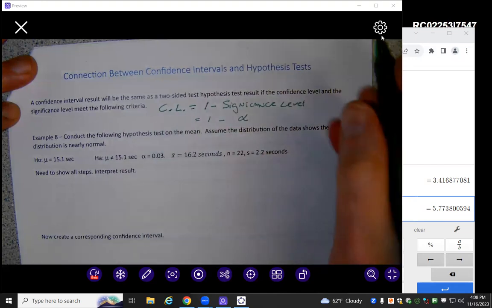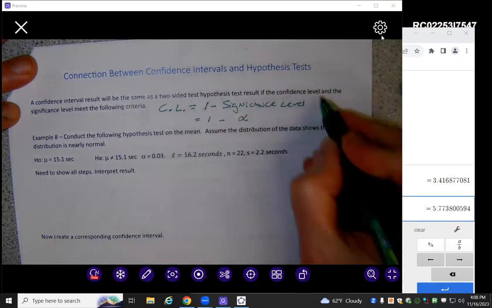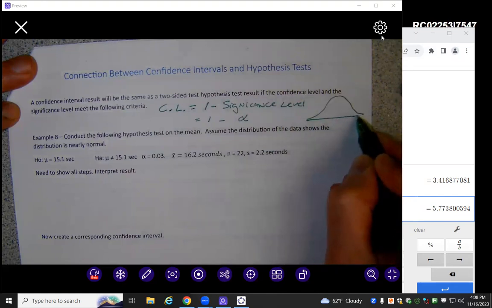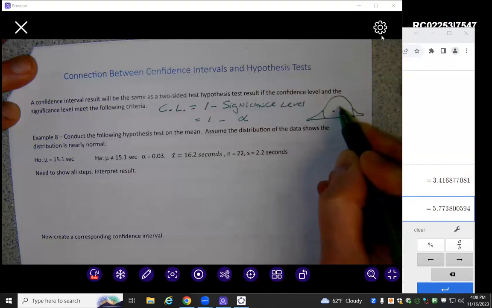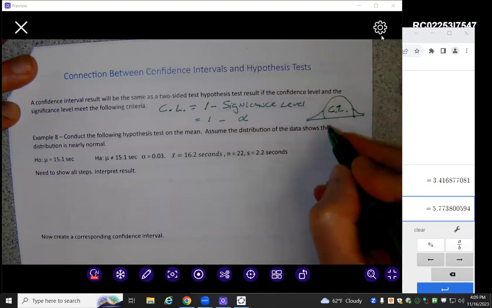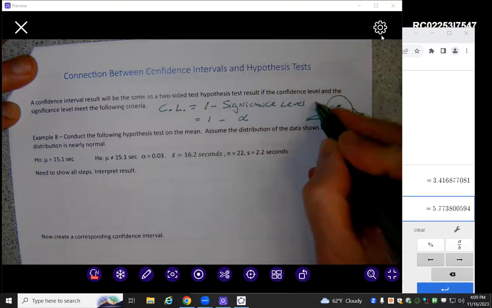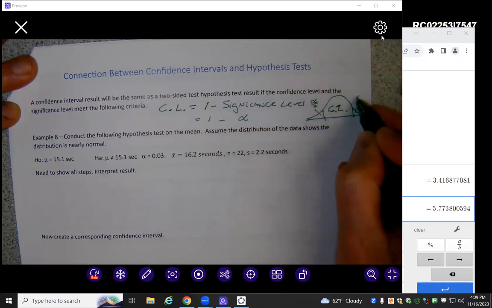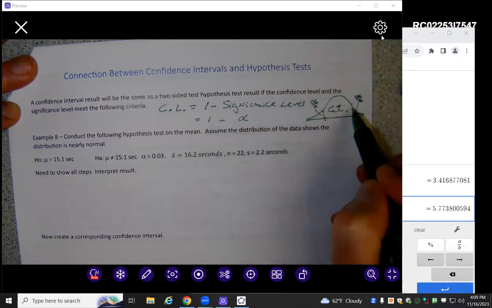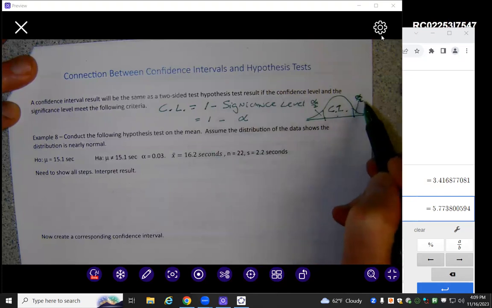And why is that? Well, if we draw a little picture here, the confidence level is always looking in. It's the middle. So the confidence level is sitting here. But the alpha level is sitting out here. Notice when we were finding the critical value, we always have to take the confidence level, subtract it from 1, and then halve it.